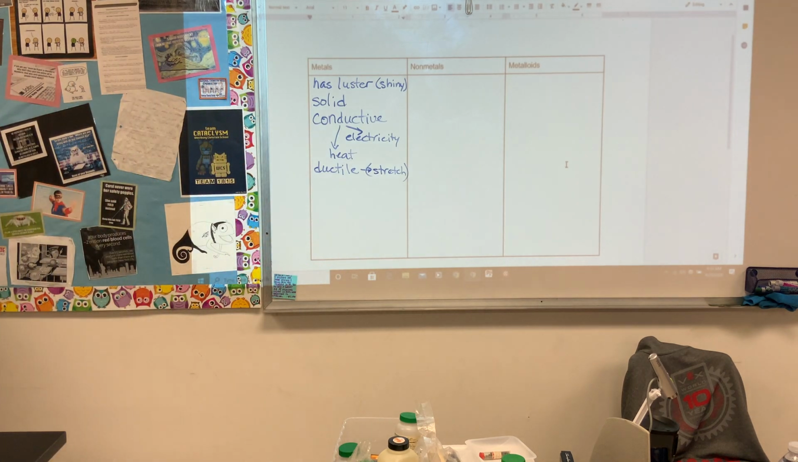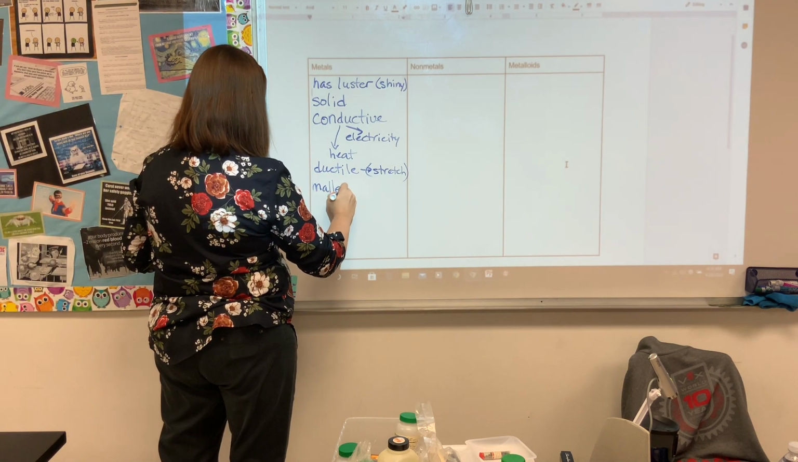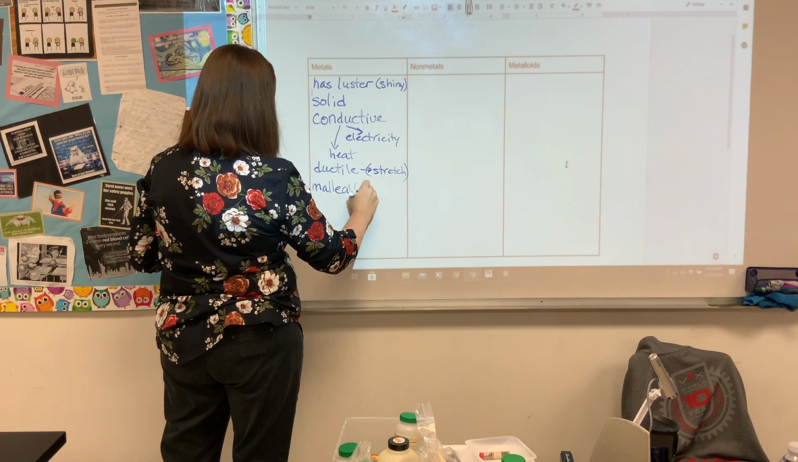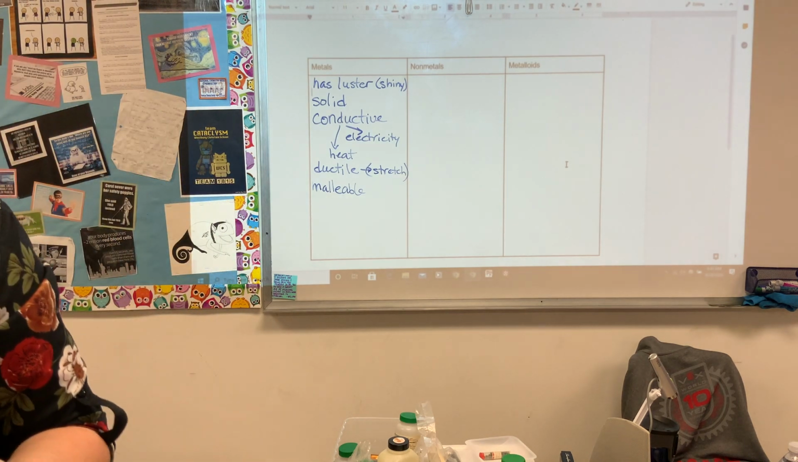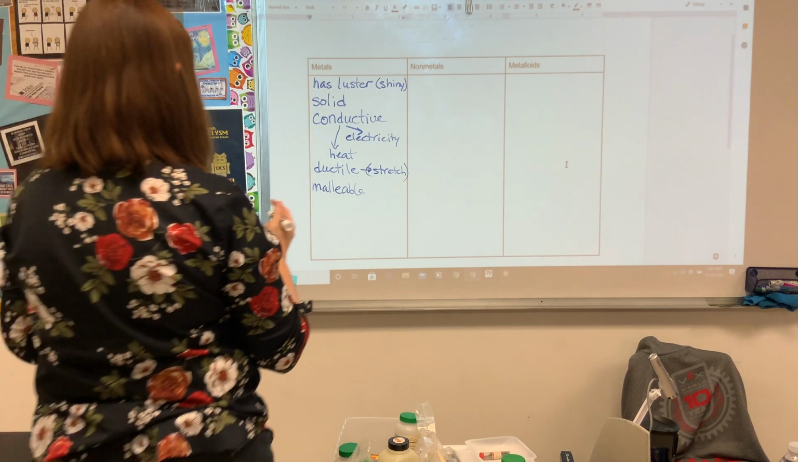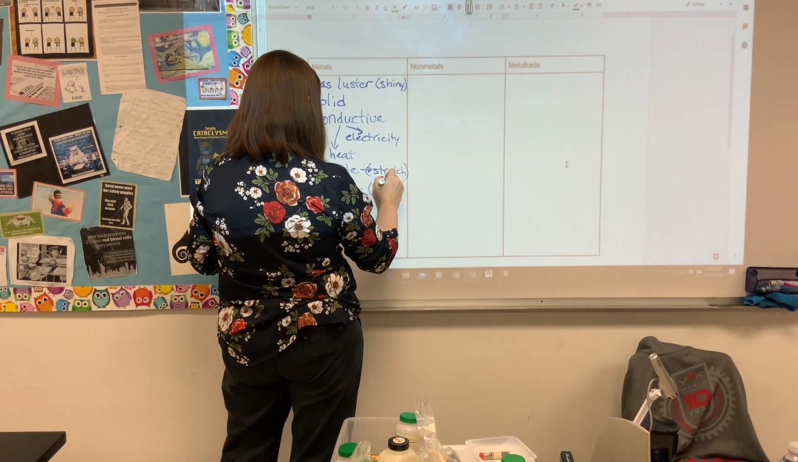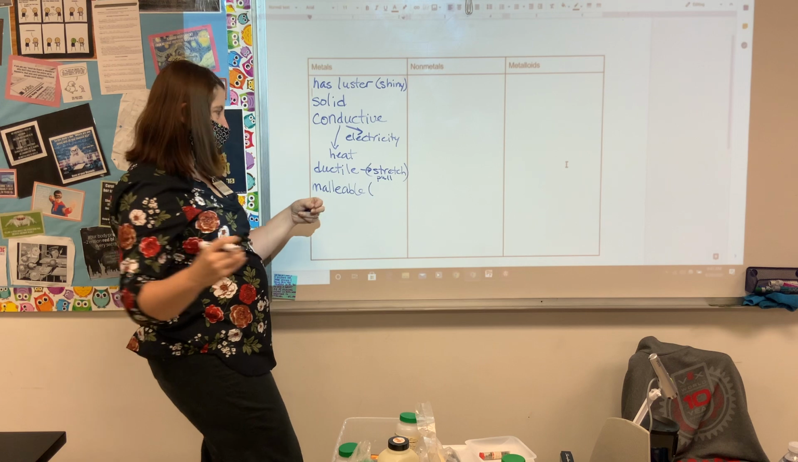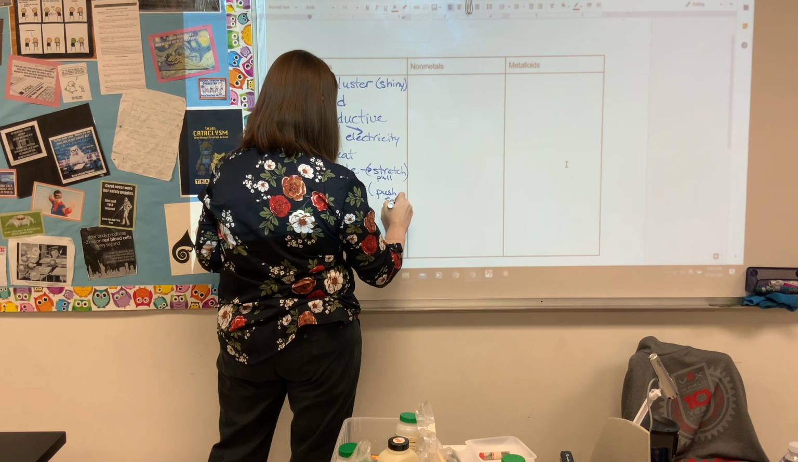Well, what was the other one that was similar, but instead of pulling it out? Malleable. Now, if it was malleable, what did that mean? It can be pressed flat. I can press it, I can squish it, but it would still be the same kind of material. So ductile is like being able to pull it. Being malleable is like being able to push it and squish it.